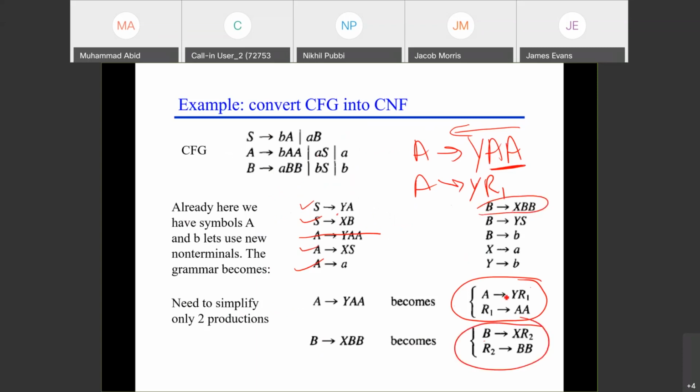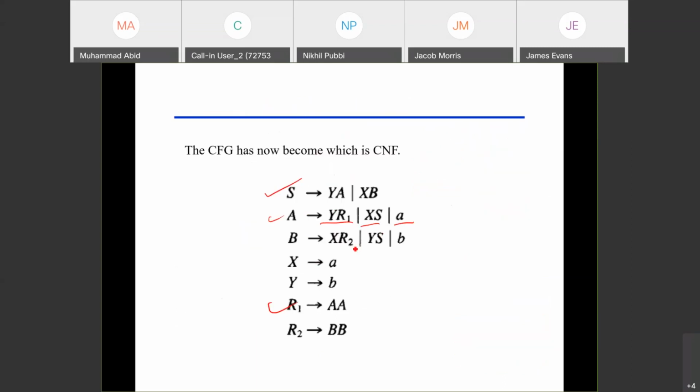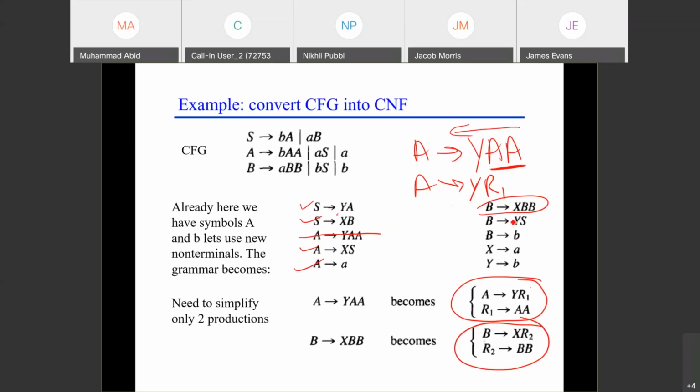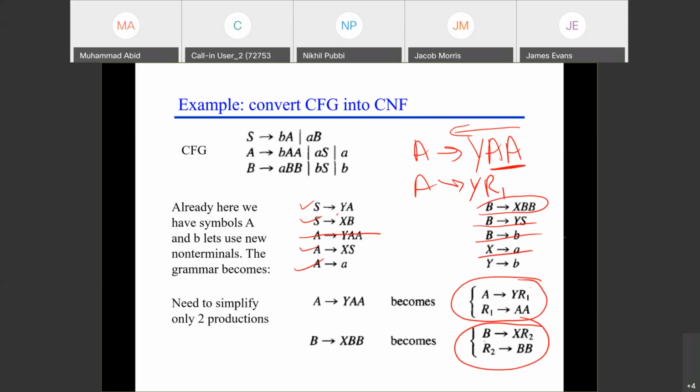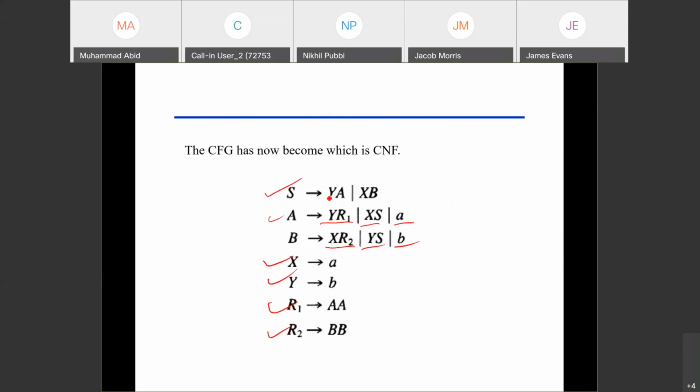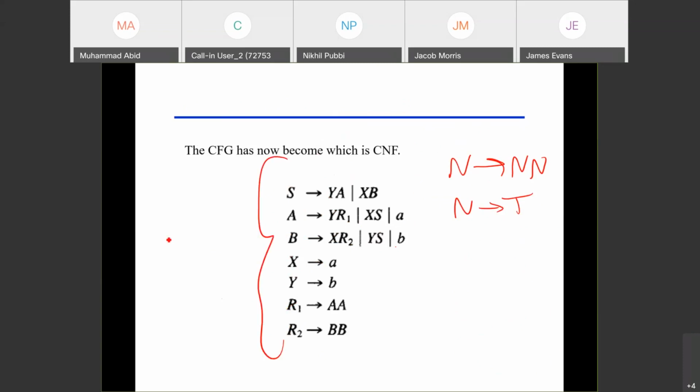So we add this one, XR2, and R2BB, and then YS and B, and then XA and YB, and the job is done. So now we have a new grammar in which all the production rules are in this format: exactly two non-terminals or exactly one terminal. And what is this? This is your Chomsky normal form.